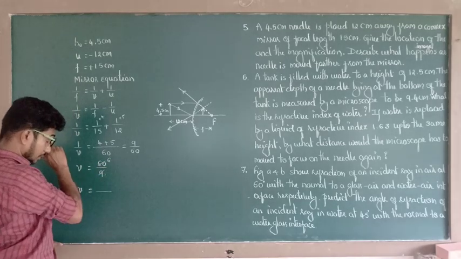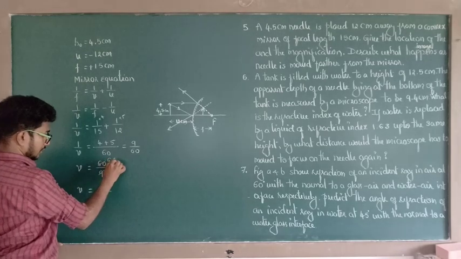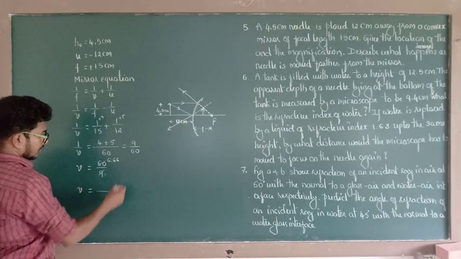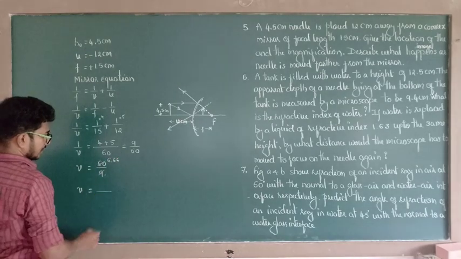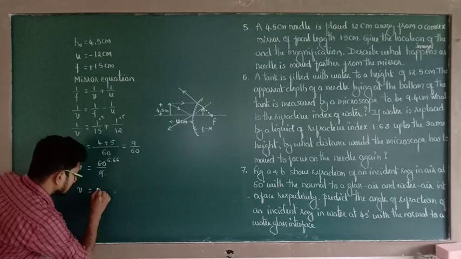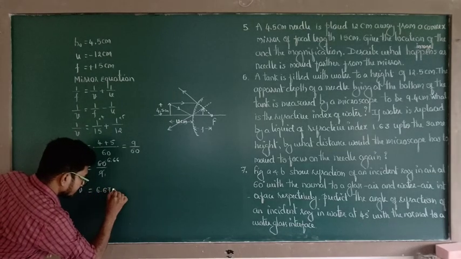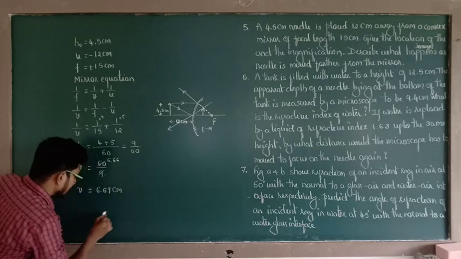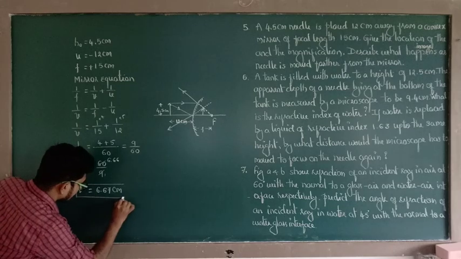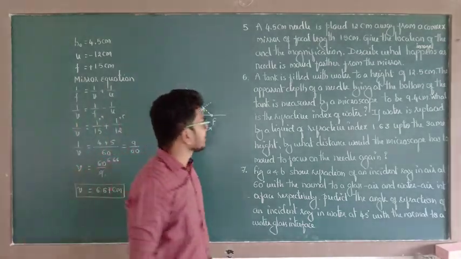So you will get 6.66. For two decimal places, we can write this as 6.67 centimeter. So this is our image distance. Image distance is equal to 6.67 centimeter.